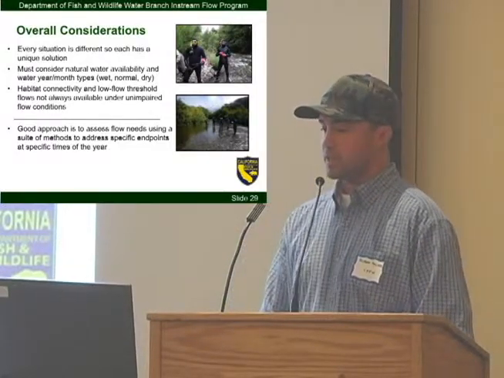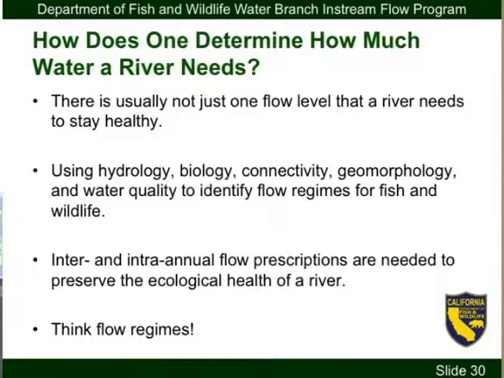So just to recap, how does one determine how much water a river needs? Basically, there's not just any one flow, but you want to use a combination of things: hydrology, biology, connectivity, geomorphology, and water quality. Inter- and intra-annual flow prescriptions are needed to preserve the ecological health of the river, and we always want to think flow regimes, not any one flow.